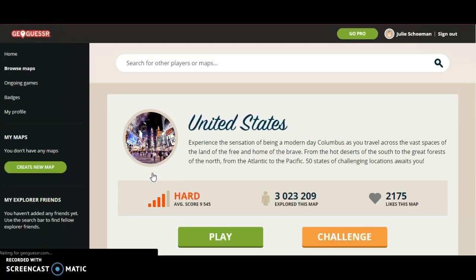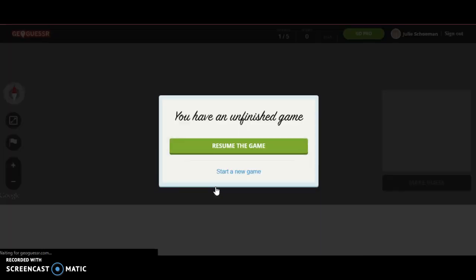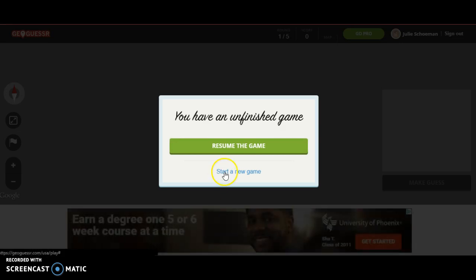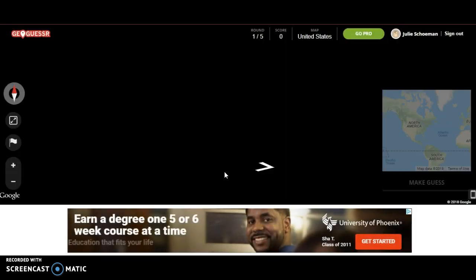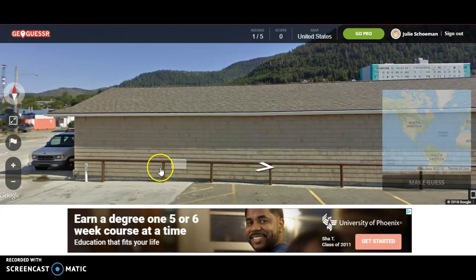When I click on this game, it'll give me a description and let me know how difficult this one is. I'm going to go ahead and hit play. You can see when I hit play, there are advertisements that pop up on the side of this game. So in my own classroom, I would not have the students play on their own computers. It's something that I would project for the whole class, and we would work together to solve.